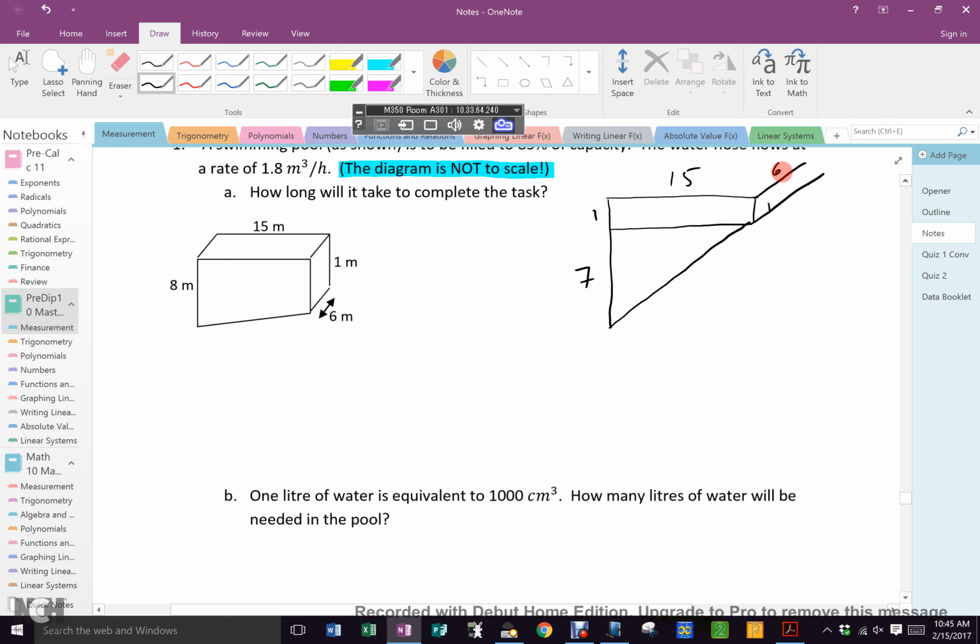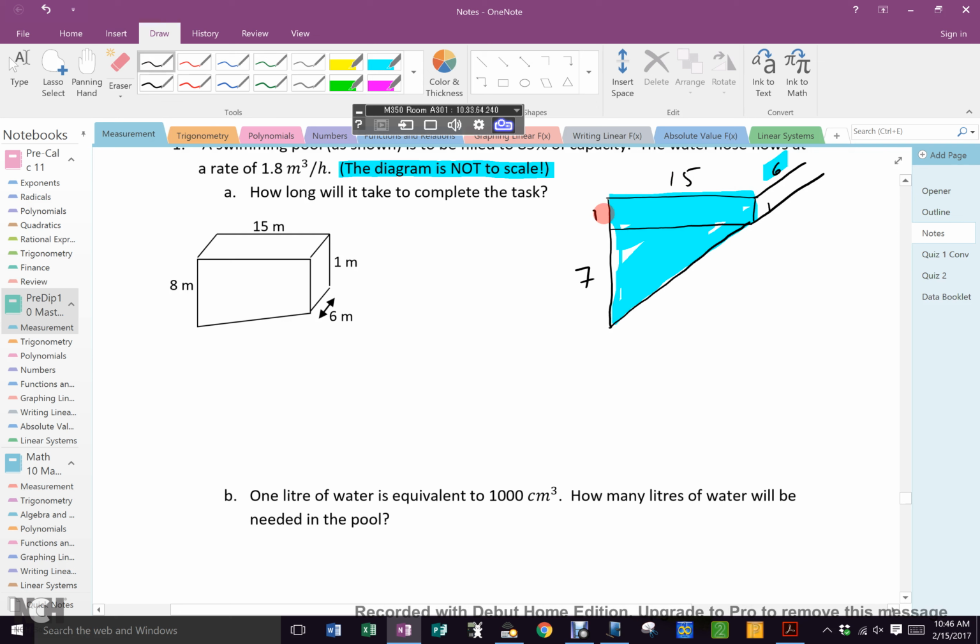Now, a great many of you probably found this volume, and then you found this volume, and then added it. That works, but it's a lot of extra work. If you went to your data booklet, or you remembered the million times I've said it, every prism, regardless of shape, volume is the area of the base times the height. Base area is not the bottom, it's the shape that repeats. Height is not the height, it is the amount of repetitions. So if I found this whole area and repeated it 6 times, I would be in business.